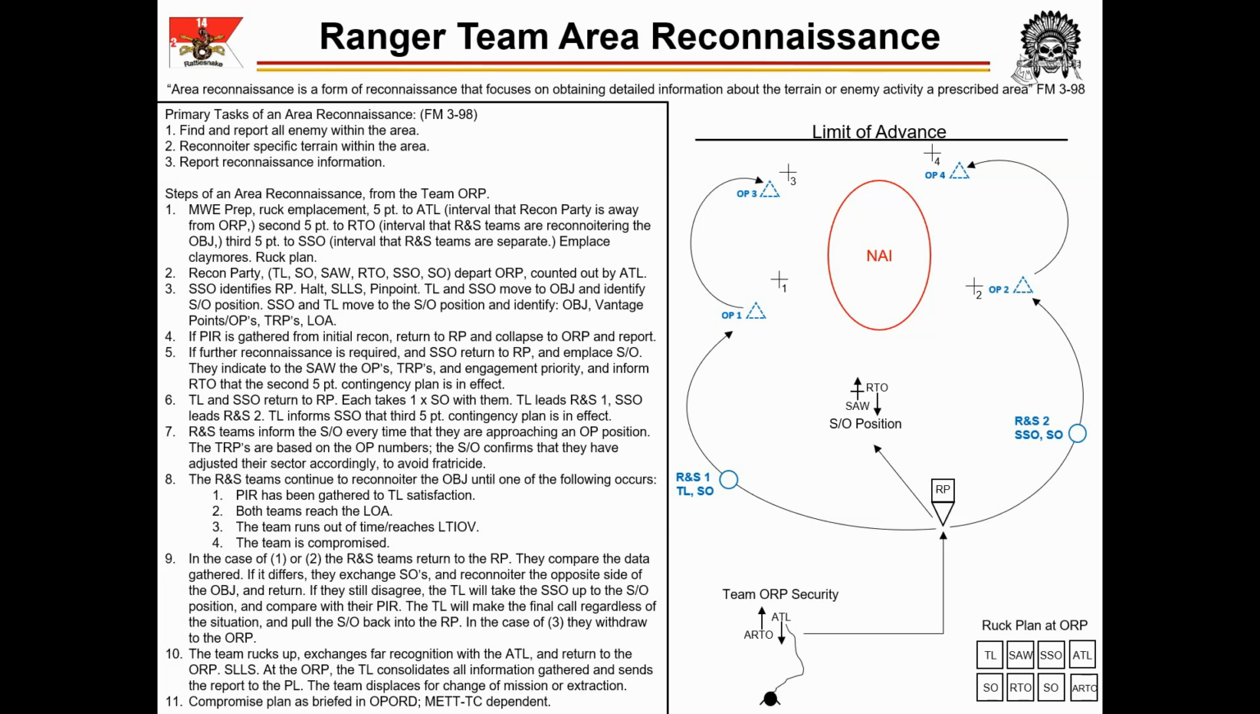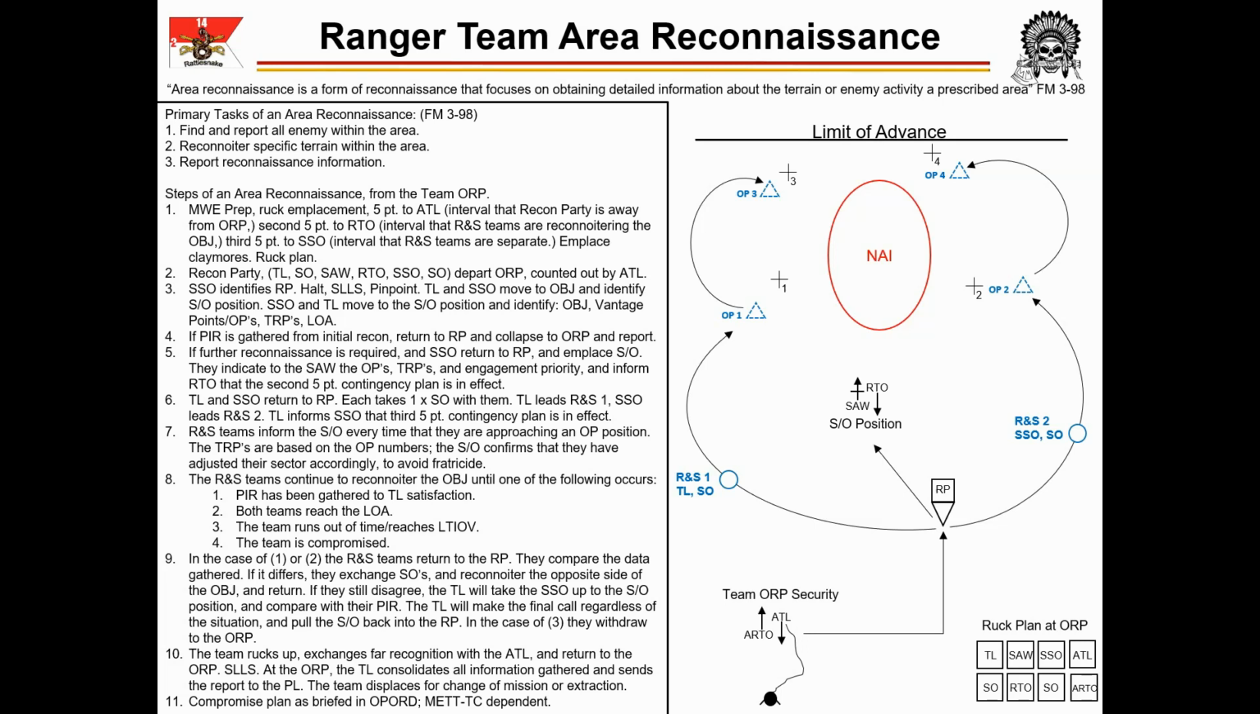From this position, they identify the following: the reconnaissance objective, vantage points or OP positions, TRPs or target reference points, and the limit of advance or LOA. The reconnaissance objective is simple. If the NAI outlines a built-up area or an enemy camp, then the area where the enemy is located is the reconnaissance objective.